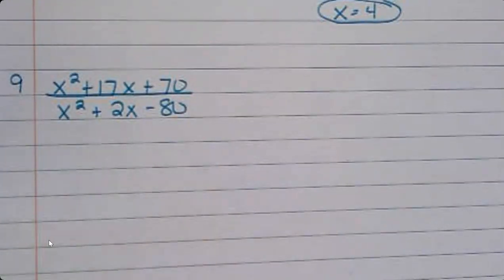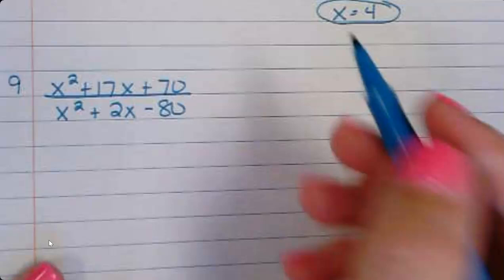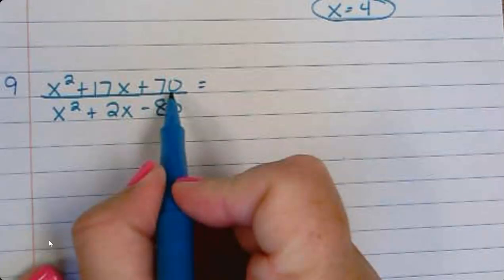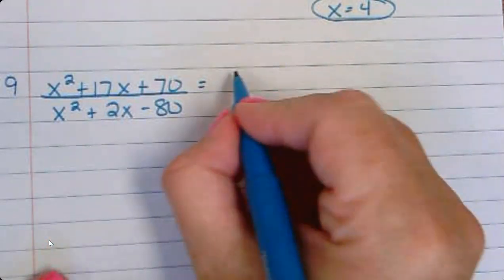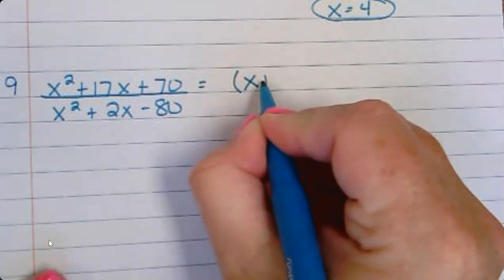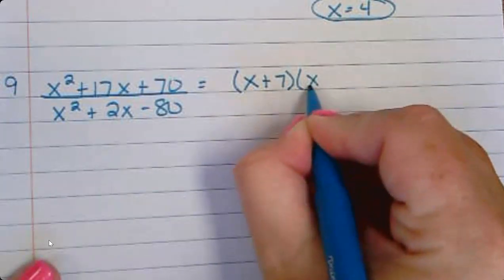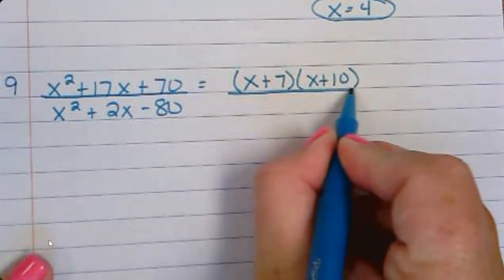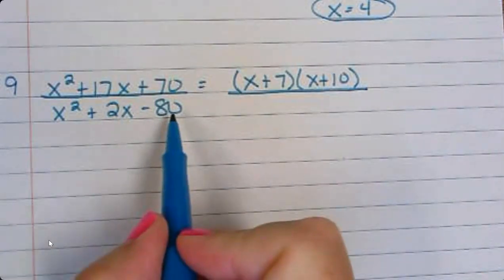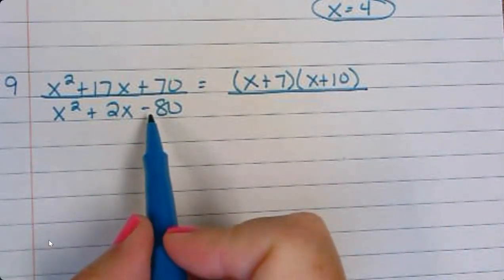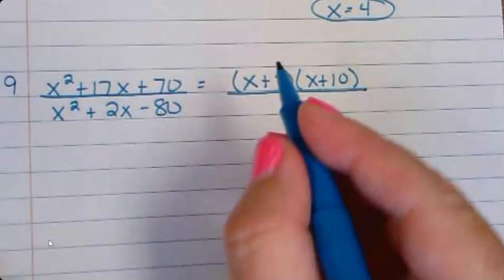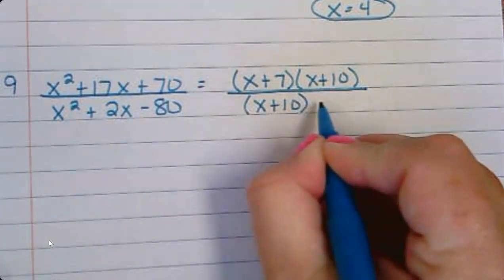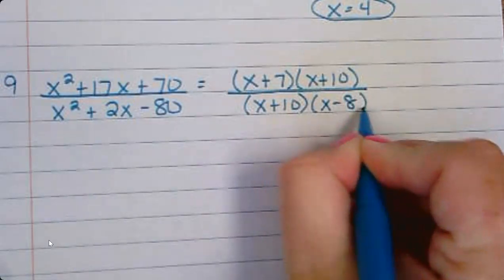Now let's look at 9. Again, factor. What two numbers multiply to 70 and add to 17? That would be x plus 7 and x plus 10. And what two numbers multiply to 80 that subtract to positive 2? That would be x plus 10 and x minus 8.